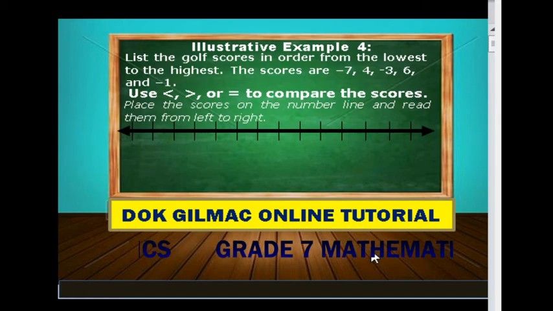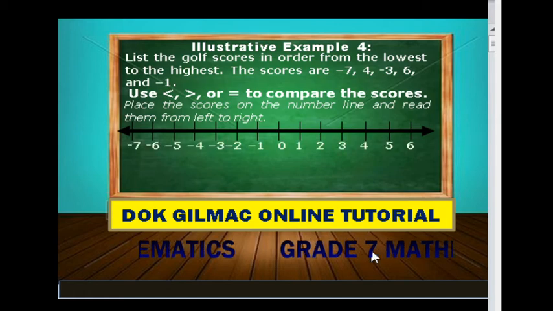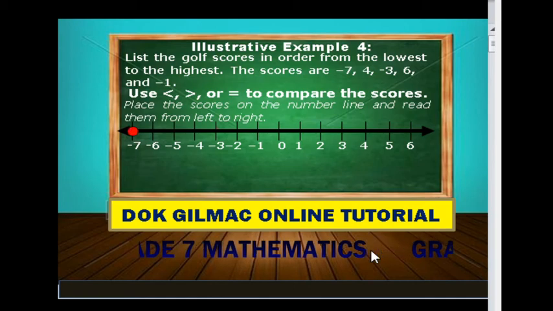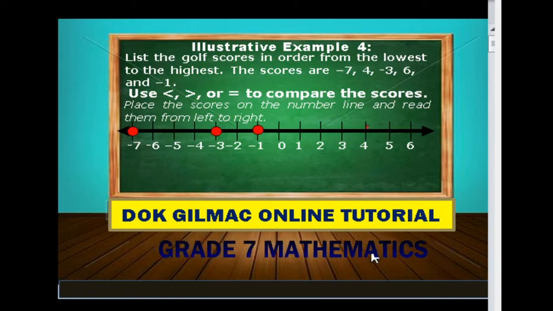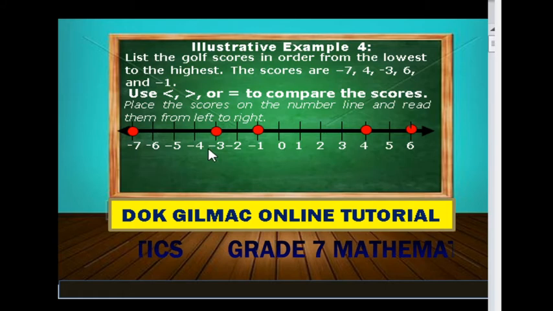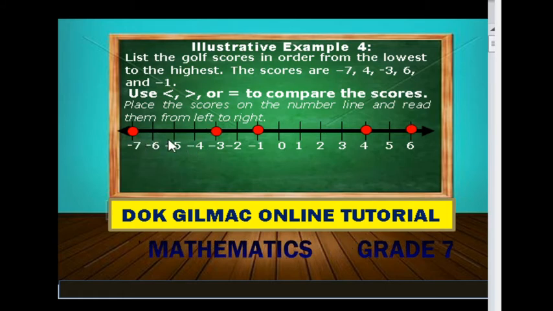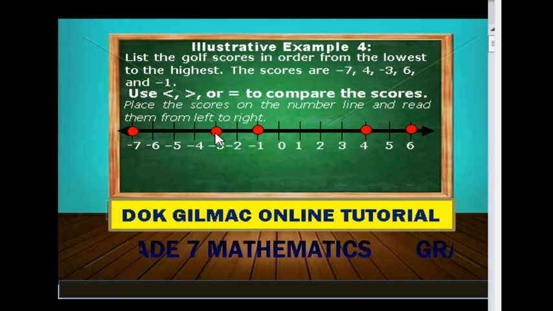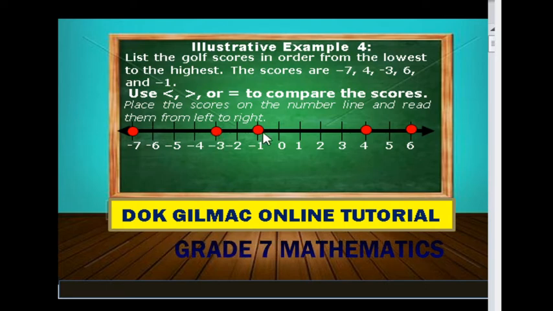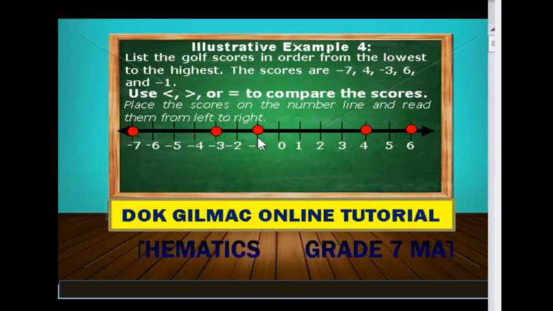Okay, again, let's draw a real number line from negative 7 to positive 6. So let's plot all the given scores here. As you can see, negative 7 is to the left of negative 3, so negative 7 is less than negative 3. Negative 3 is to the left of negative 1. Therefore, negative 3 is less than negative 1.